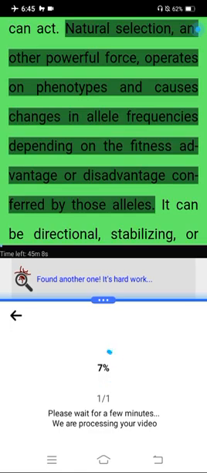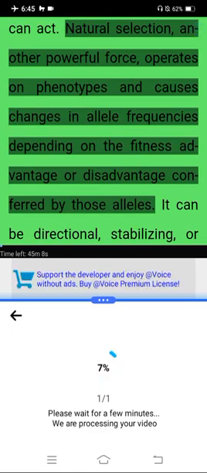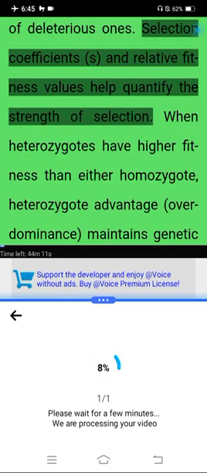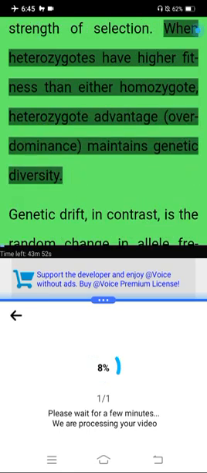Natural selection, another powerful force, operates on phenotypes and causes changes in allele frequencies depending on the fitness advantage or disadvantage conferred by those alleles. It can be directional, stabilizing, or disruptive, and over time can lead to fixation of advantageous alleles and elimination of deleterious ones. Selection coefficients (s) and relative fitness values help quantify the strength of selection. When heterozygotes have higher fitness than either homozygote, heterozygote advantage, or overdominance, maintains genetic diversity.